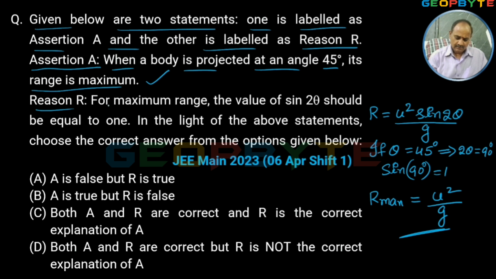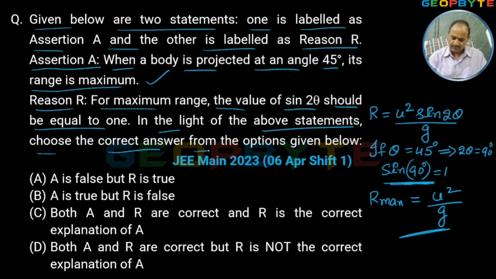Look at the reason. For a maximum range, the value of sine theta should be equal to 1. Yes, the value of sine theta should be equal to 1. So, in the light of the above statements, choose the correct answer from the options given below. Option A, here assertion is correct, reason also correct. Reason is giving the correct explanation for A. Then look at the option A. A is false. No. Both are true.